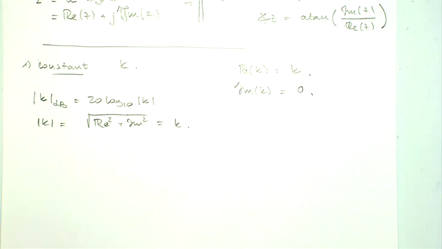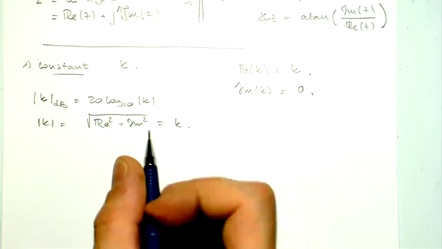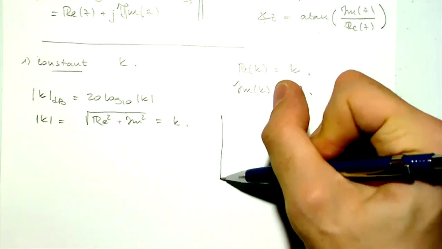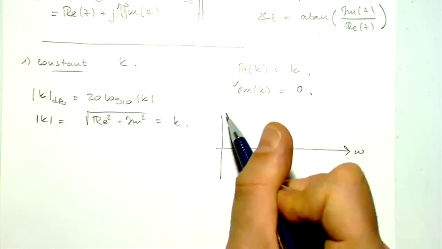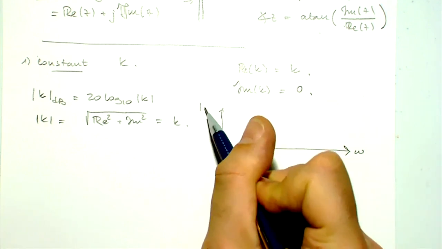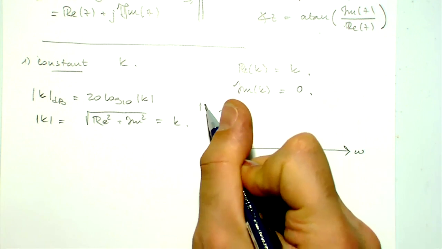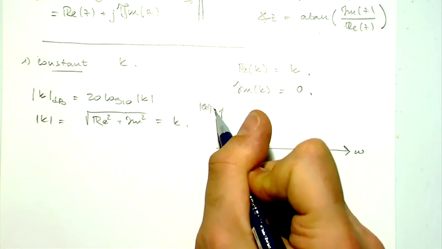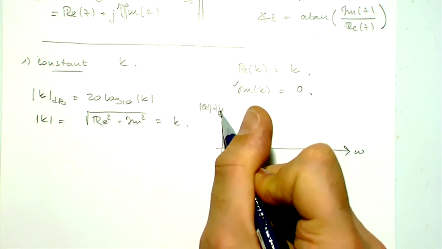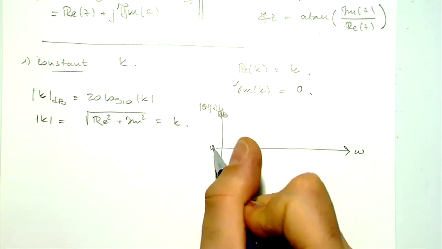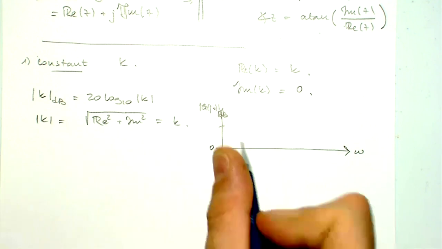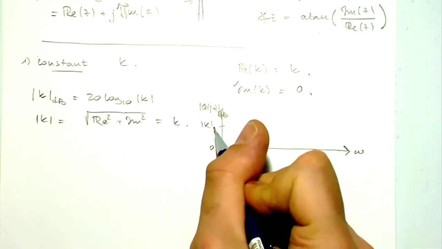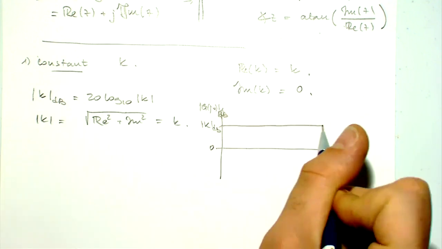Okay? So basically, of course, this is not surprising, but if you do the magnitude plot in dBs of your transfer function, when you have a constant term, the magnitude is going to be the value of k in dBs, okay? Constant over all frequencies.